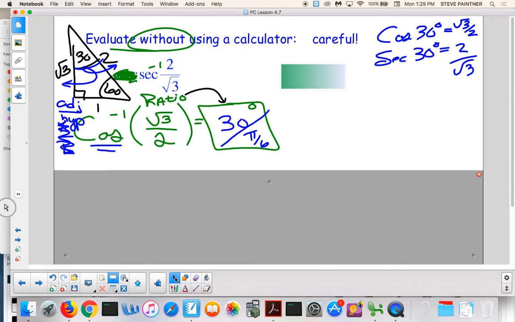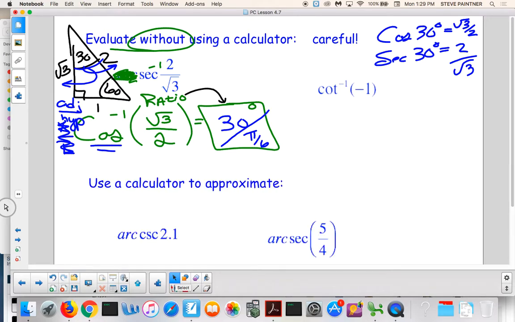Do you guys already see all this? Yeah. Oh, good. Oh, that's disappeared on me. Okay, come back. There we go. Okay, try that one. Cotangent. Inverse cotangent of -1.